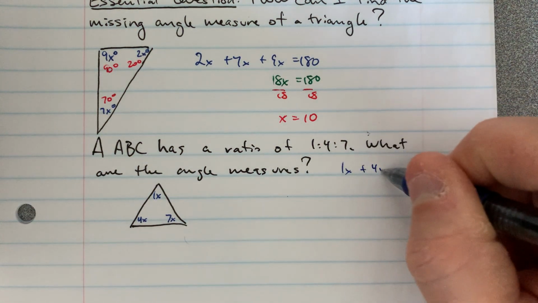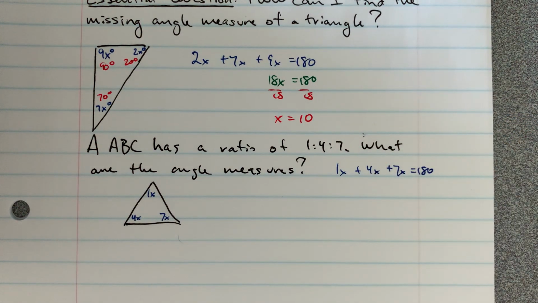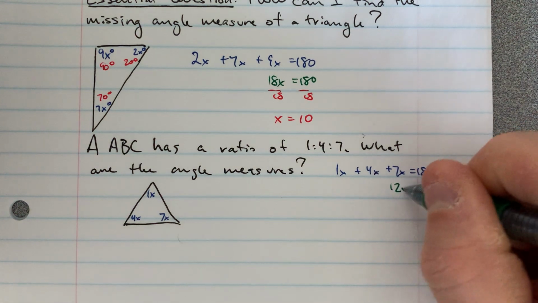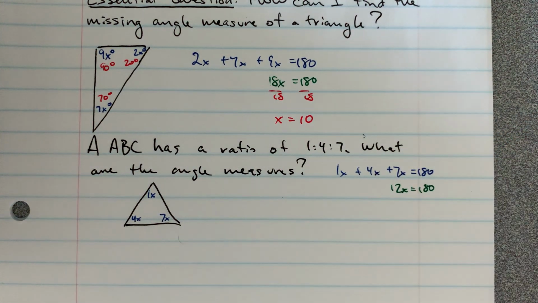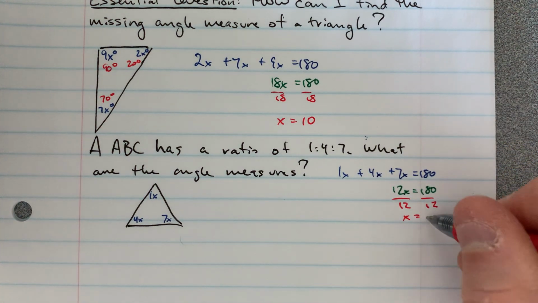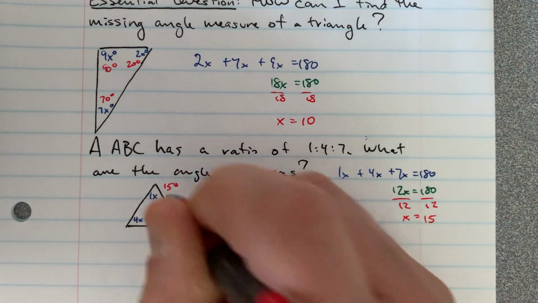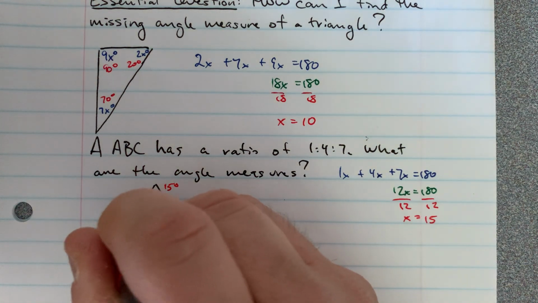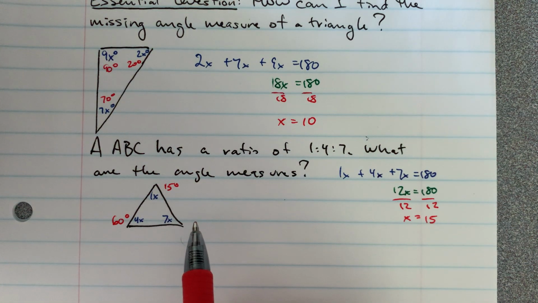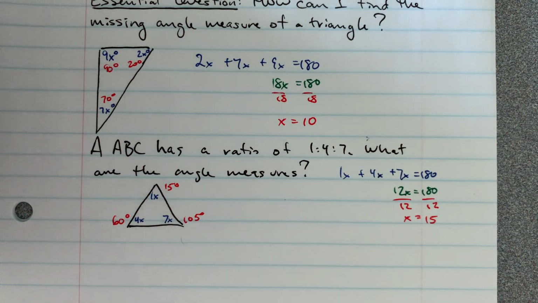Then just set up the same type of equation we just did on the previous problem. 1x plus 4x plus 7x equals 180. Combine my like terms to give myself 12x equals 180. Divide by 12 on both sides, and x equals 15. Plug it back in, 1 times 15, so this angle is 15 degrees. 4 times 15, that angle is 60 degrees. 7 times 15, this angle is 105 degrees. So that's another way I can see my angles inside algebraically. All right.